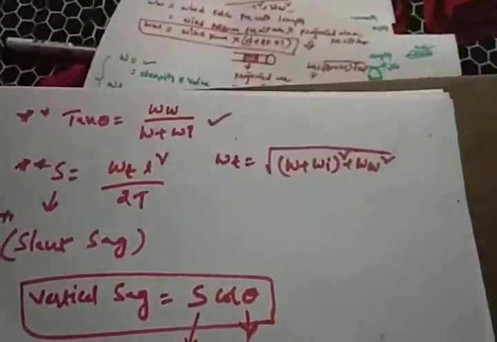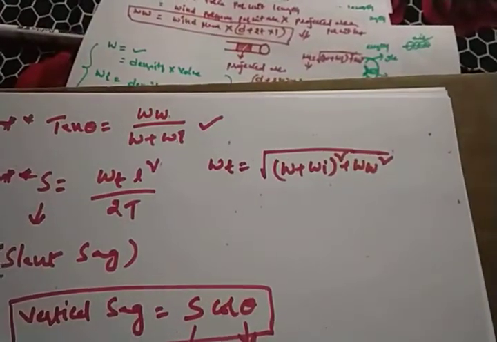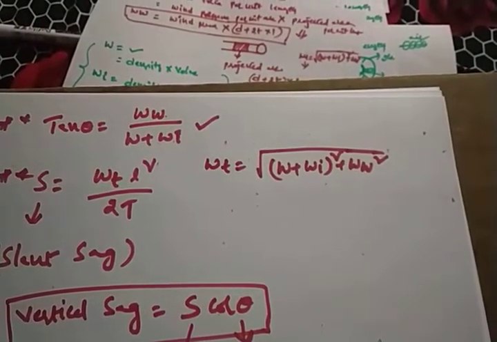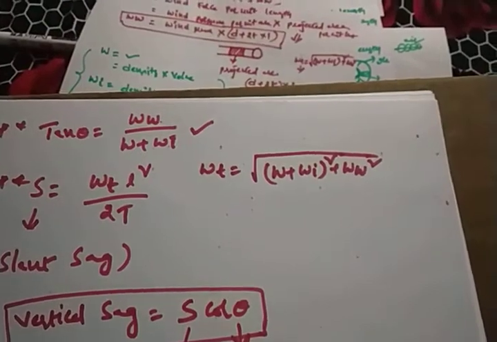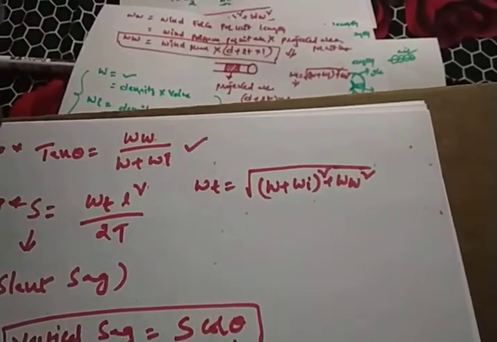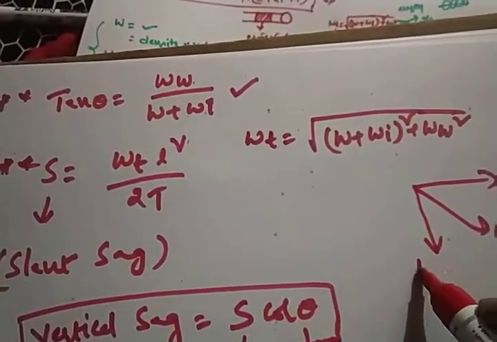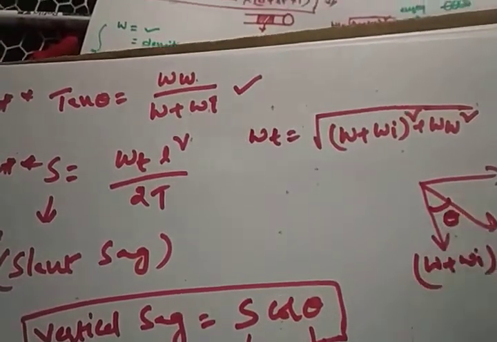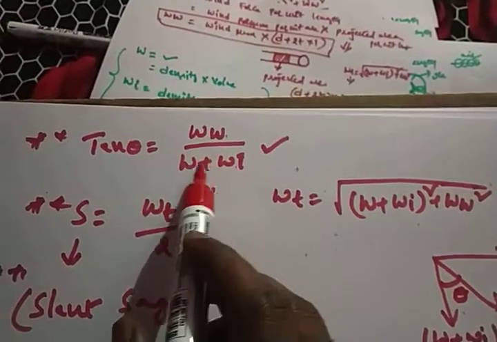So the first one is, when wind pressure and the weight of the ice are present in the system, definitely there will be a swing in the transmission line, right? What is that swing? That is nothing but the vertical angle. How much angle? That angle is nothing but the vertical angle. So what is that angle? WW by W plus WI.